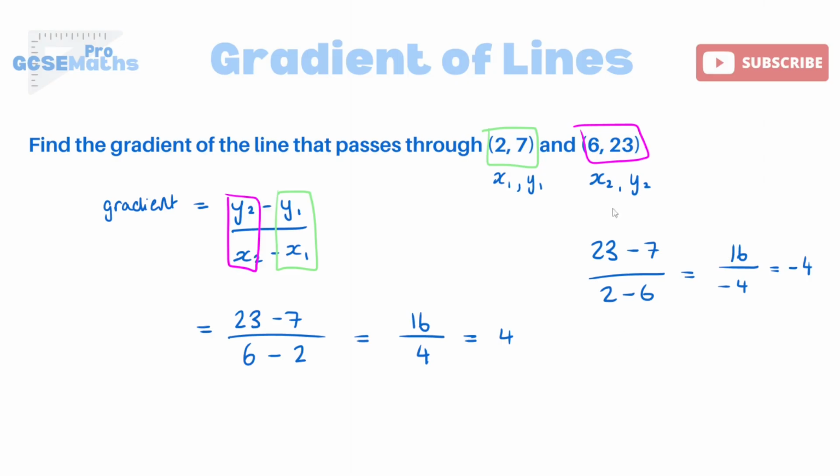Now, another example, if I actually chose to use 7 first, 7 minus 23, and then therefore over 2 minus 6, I'd get minus 16 over minus 4, which gives me positive 4 overall. So you can see how it doesn't matter which set of coordinates you put first, as long as you've got two things: the y's at the top and the x's at the bottom, but also the same set of coordinates first and then the same set of coordinates second. Okay, so your answer should be positive 4 for that one.